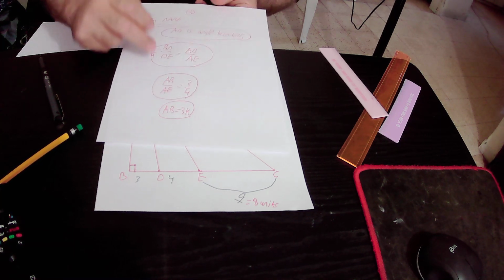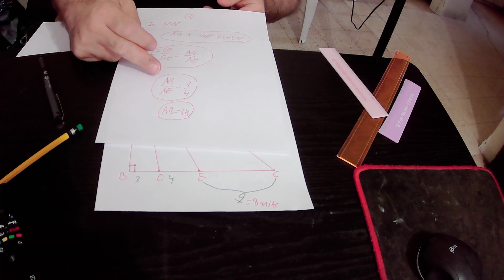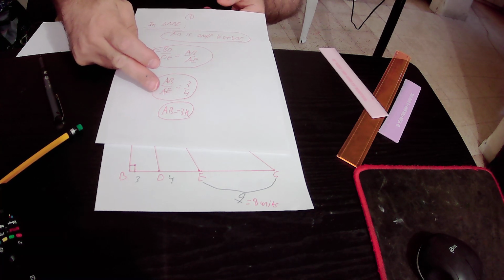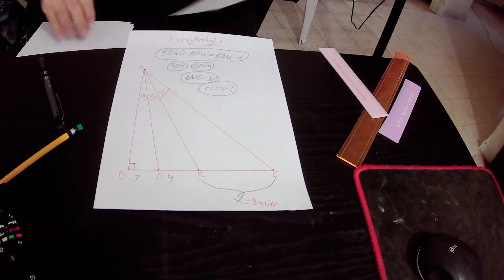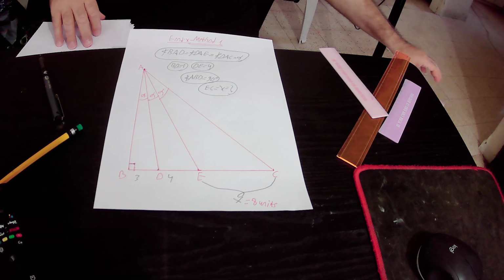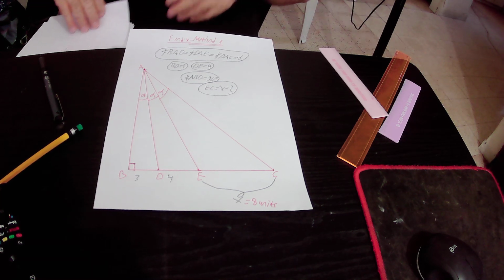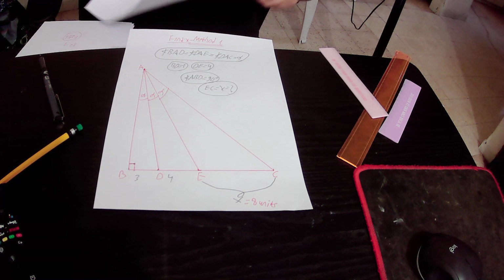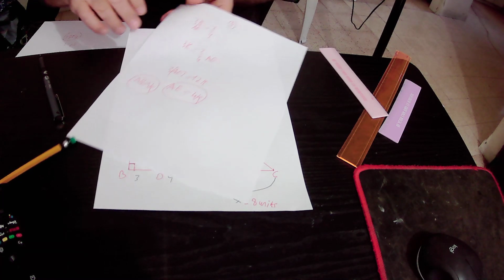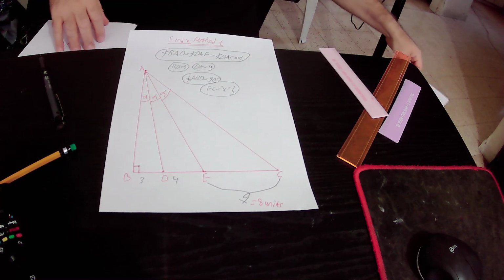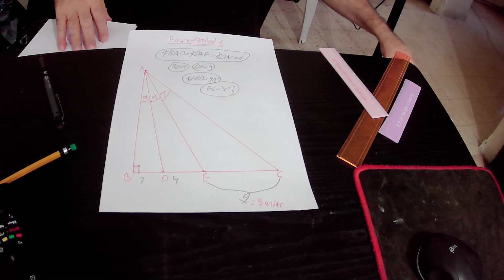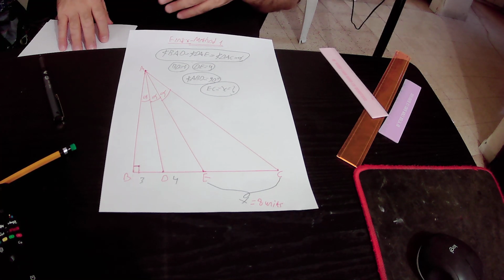And then we defined AB as 3K, that is to say AB equals 3K. So we substituted in this equality AB by 3K, and we found out that if AB equals 3K, then the value of AE equals 4K. Okay? So we know that AB equals 3K, AE equals 4K.